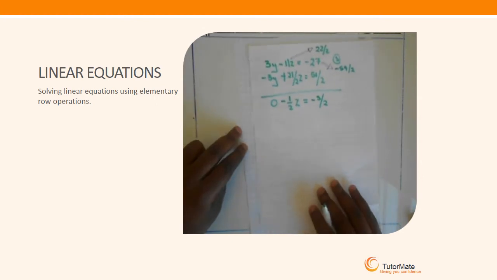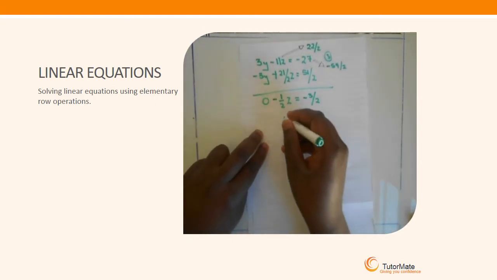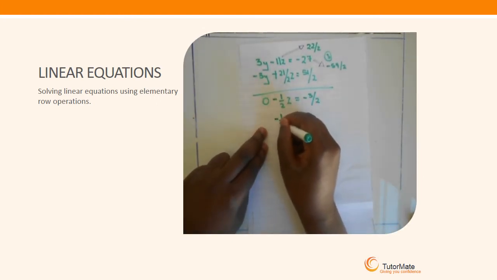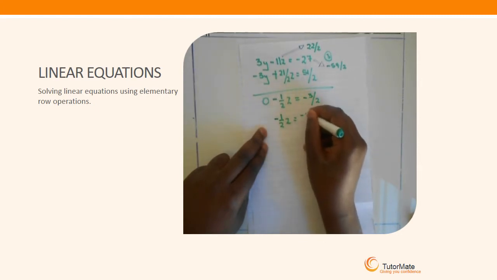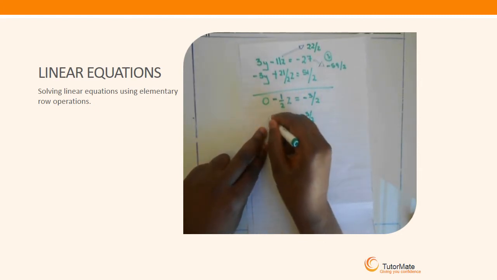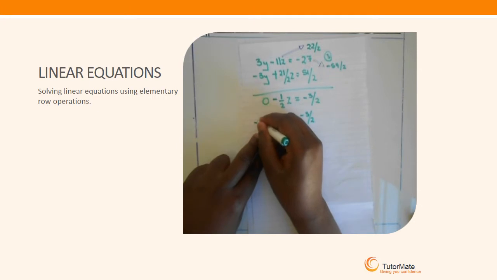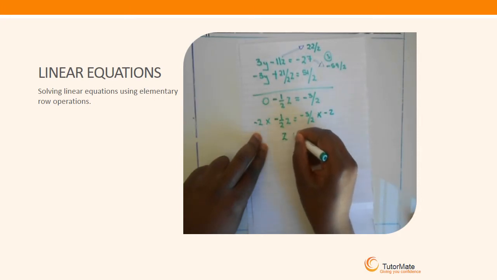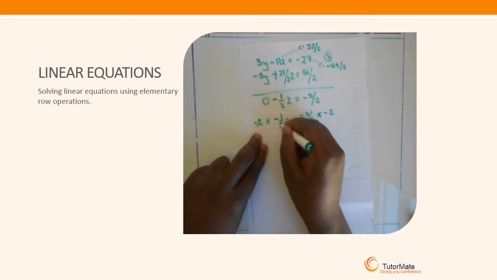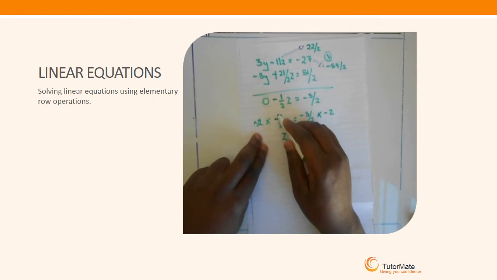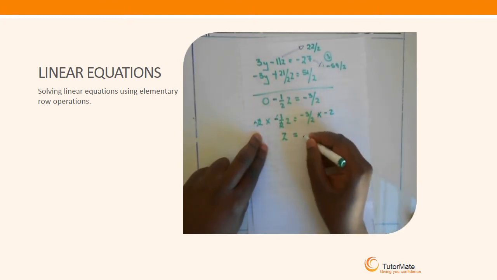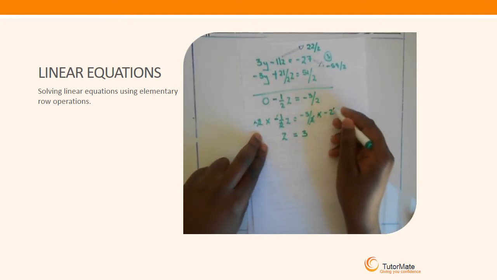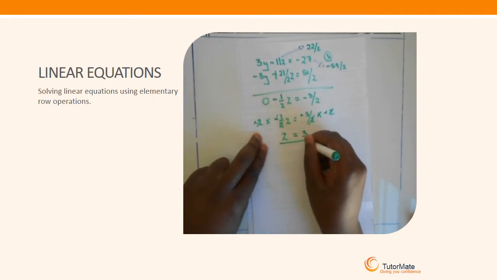Therefore, minus half z is equals to minus 3 over 2. Then you multiply both sides by minus 2, because you only want to be left with z. Multiply both sides by minus 2. Therefore, z is equals to, this will cancel, and the negatives will cancel and become a positive. So z is equals to 3.